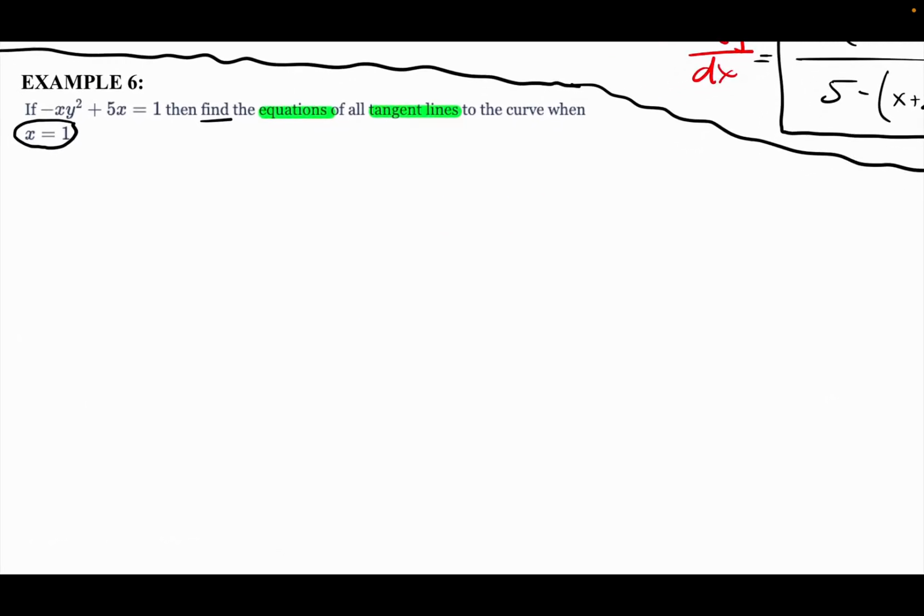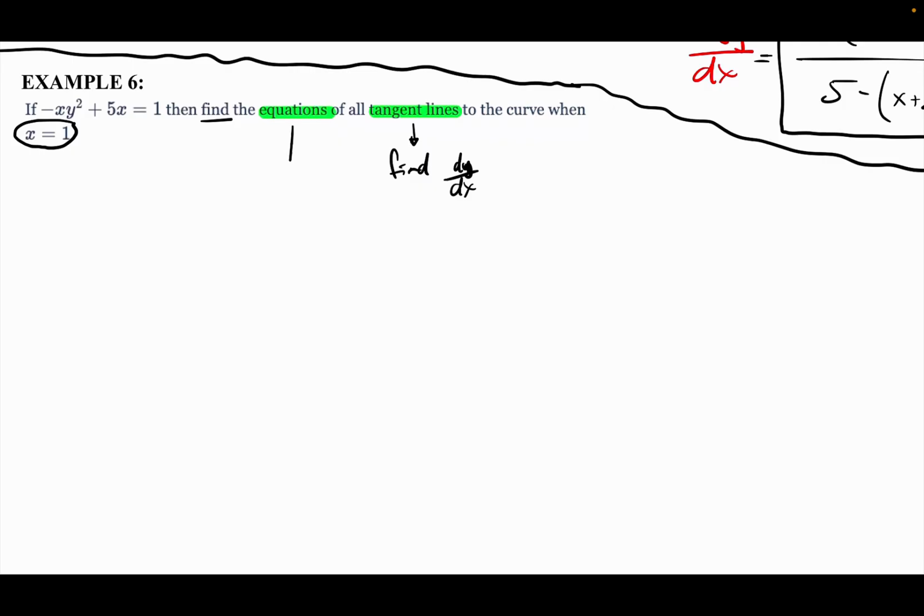Okay? Okay, so I highlighted some things here. Equations, tangent lines. So when you see those words, equations, or tangent lines especially, what are we definitely going to need to do? Find the derivative. Find dy over dx, or y prime, whatever you want to. So we definitely need to find a derivative, right?